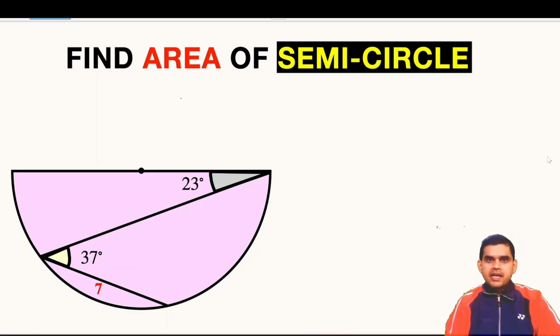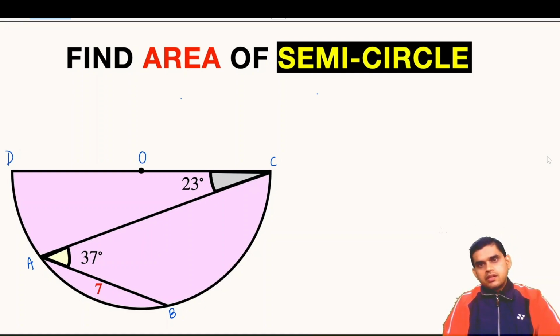Once again, I am back with an interesting question today. So in this question, we are asked to find the area of the given semicircle. So let us see what are the things given to us. First of all, we have a chord AB whose length is 7 units. Let the center of the semicircle be O and let us name these two points C and D. So this angle is 23 degrees and this is 37 degrees.